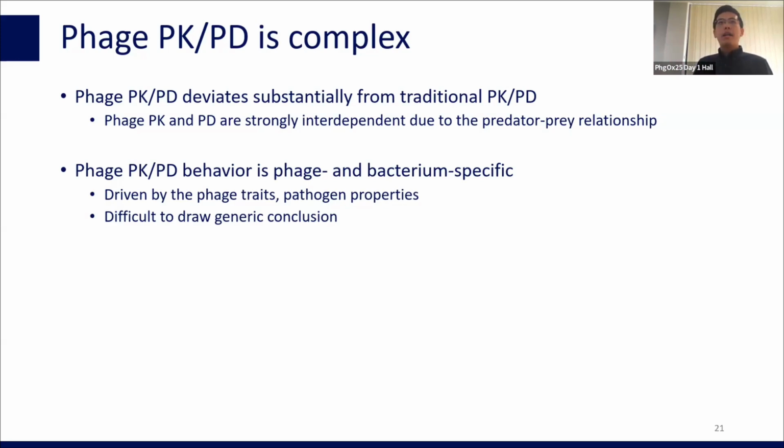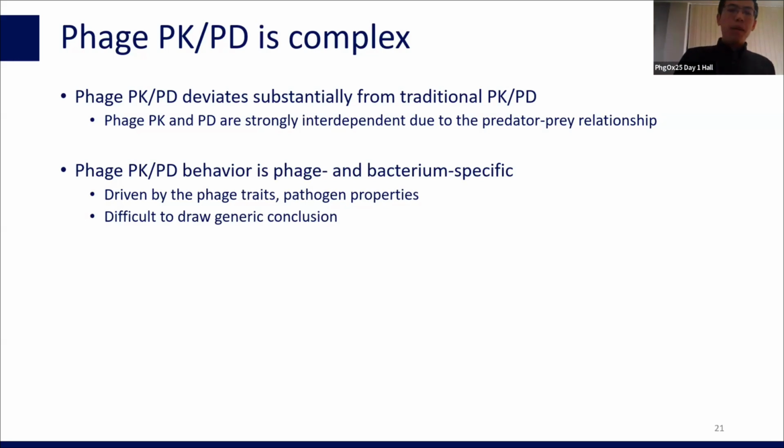You may notice that I did not really give you specific numbers or any quantitative metrics just now, right? This is because very likely, I think the PK/PD behavior for phages is context specific. The underlying governing factors for these behaviors are the phage traits and bacterial traits, such as absorption rates, latent period, burst size, etc. So it's very difficult to draw a generic conclusion, I think.